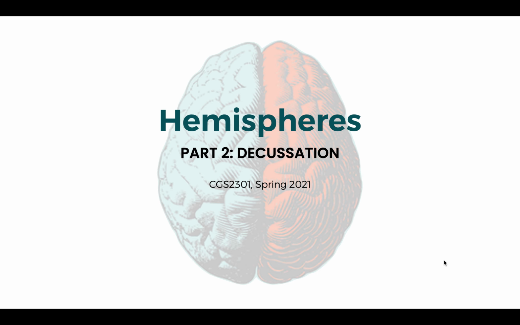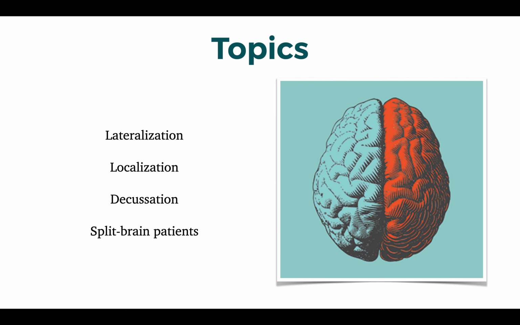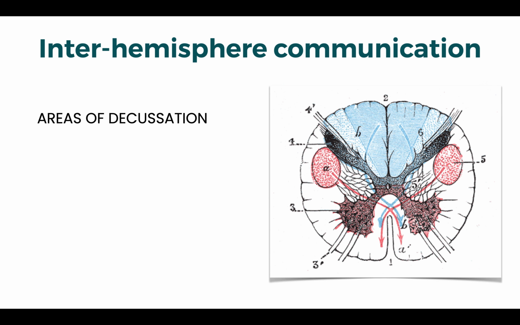Hey guys, welcome back to talking about the hemispheres of the brain. We are going to talk about decussation today. So let's start by defining decussation. It's kind of a new word probably for some of you. So decussation is all about interhemispheric communication in the brain, and communication between lateral sides of the nervous system, right? Between left and right sides of the nervous system.